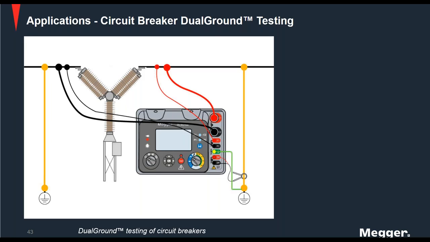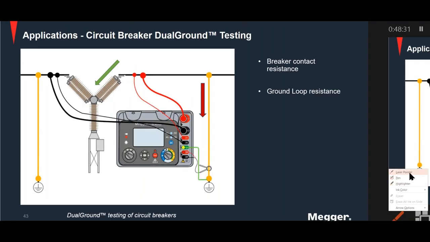Once you initiate the test, you're going to have the breaker contact resistance and the ground loop resistance, as we saw in the previous slide. So the test current that's applied is going to be split into a segment that will go through the breaker, and the other segment will go through the ground. Now, as you can see, we can measure the current that's flowing through the ground right here with the red arrow, as I'm showing on the screen here.